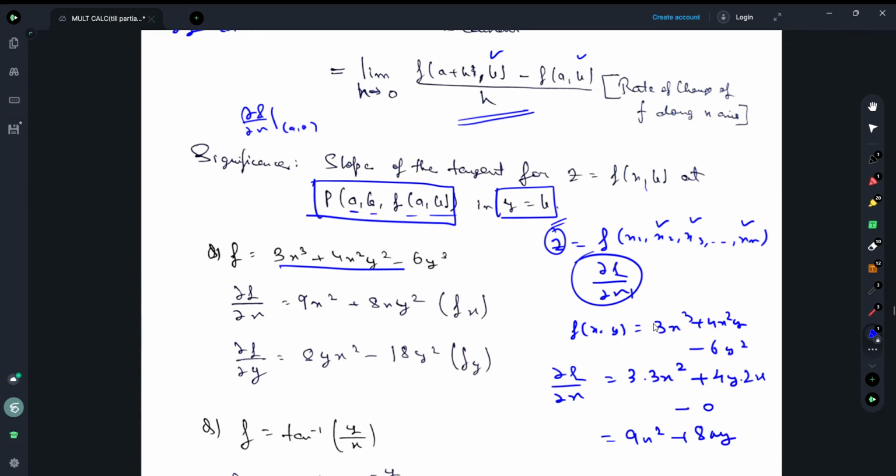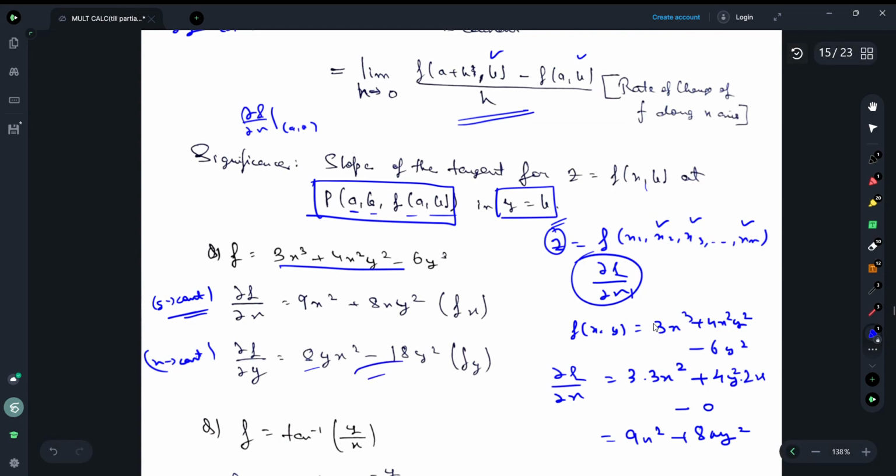In exactly a similar way, you can find del f over del y. Differentiation of 3x cube will be 0 because x is a constant in this case. Y is treated as the variable here, and x is treated as a constant. Oh, here you have y square, I had written y here. This is y square. So 4x square times the derivative of y, and minus the derivative of 6y square, which is 12y. So del f over del y gives 4x square minus 12y.